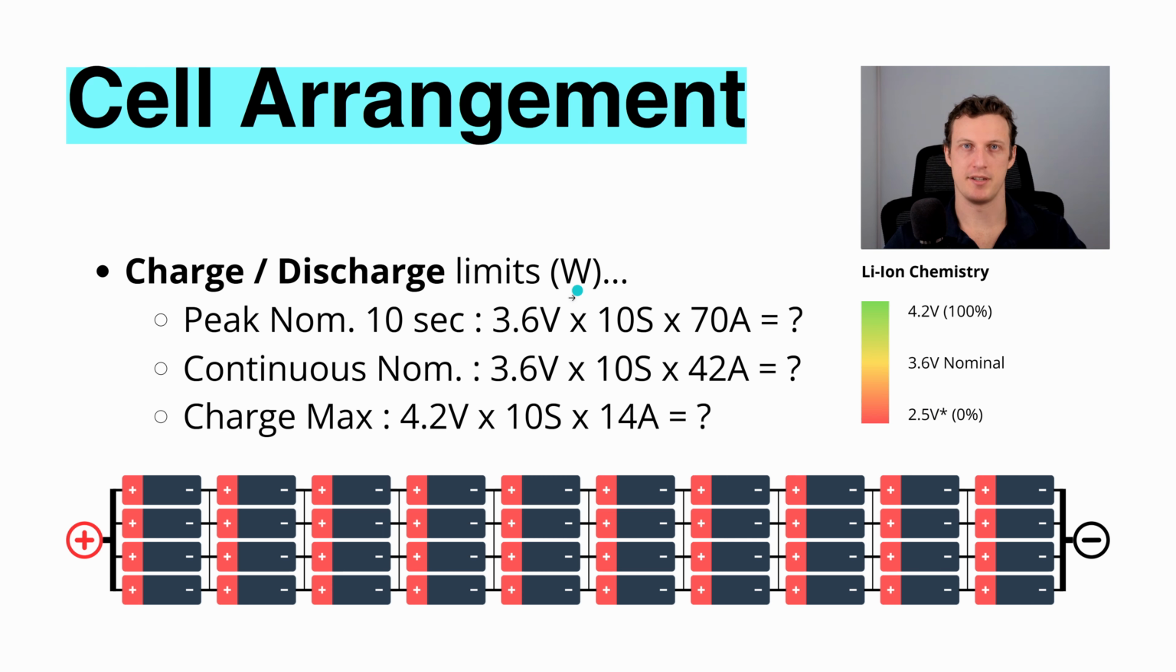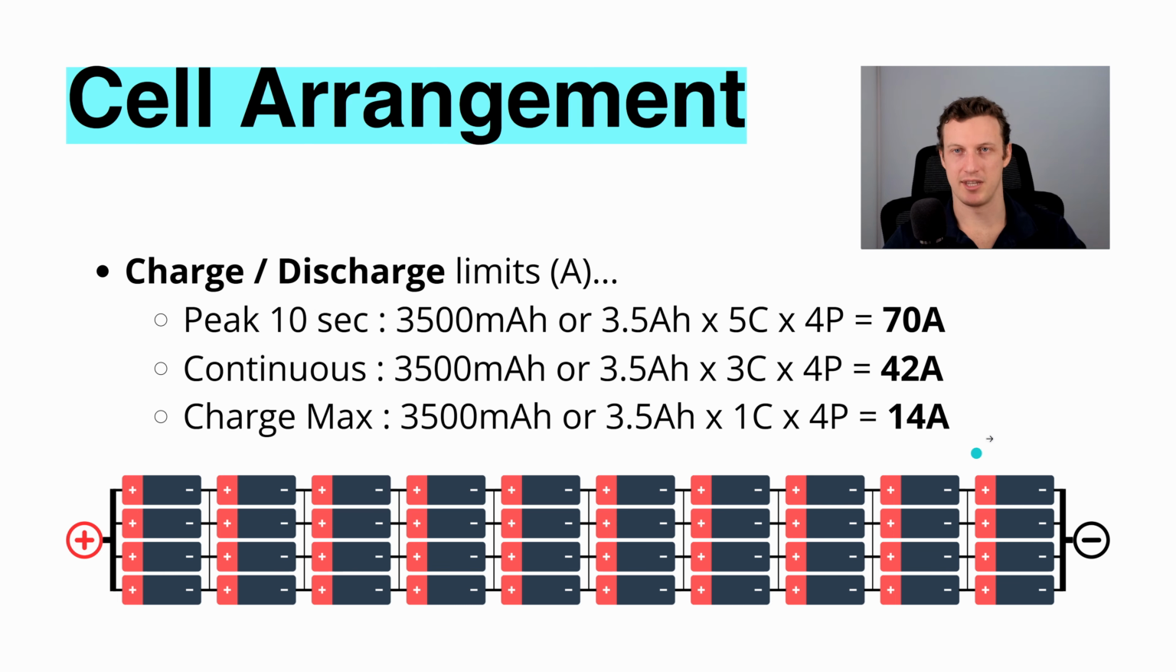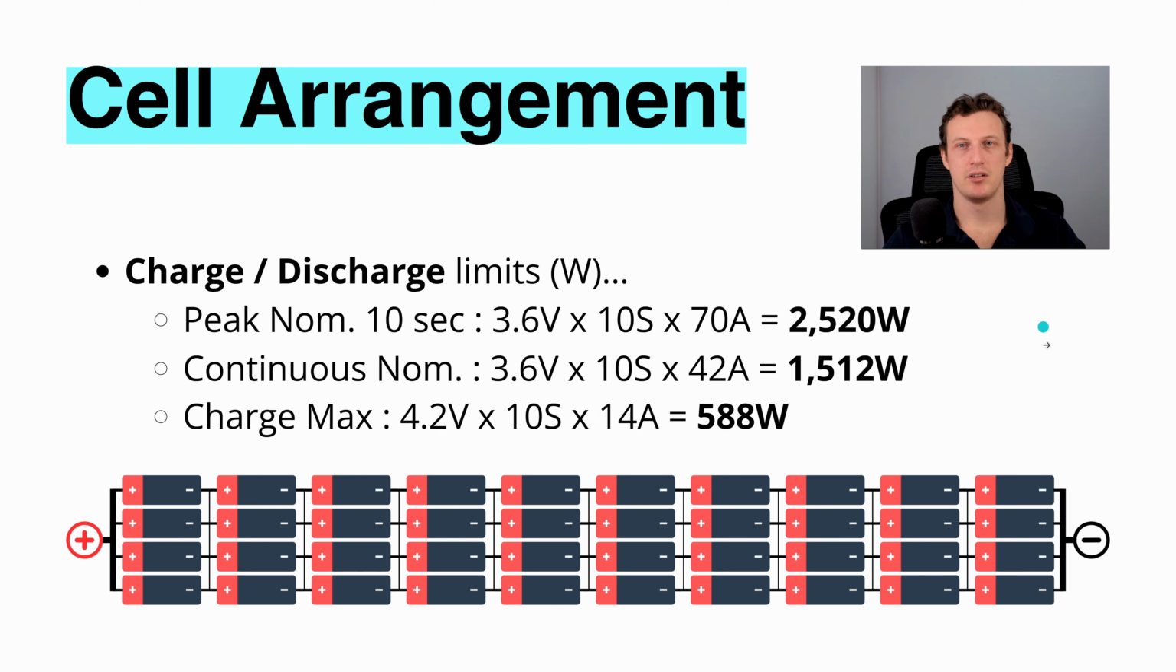For watts, we simply take the cell nominal voltage, times it by the number of cells in series, and then times that by our limits in amps, which gives us 2,520 watts for the peak nominal 10 second, continuous of 1,512 watts, and a charge max of 588 watts. Now, that doesn't mean this pack needs to be at those values all the time, it's just the maximum rated capabilities of the cells in the pack.